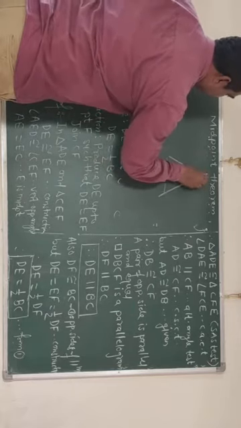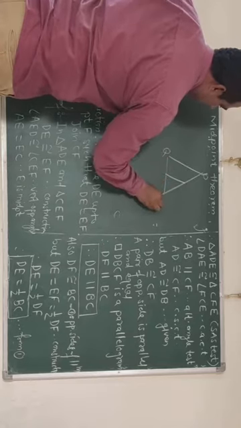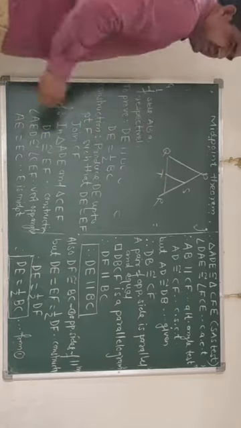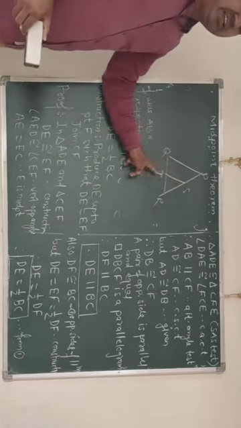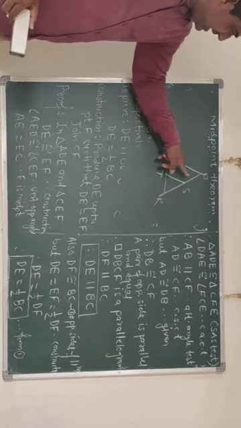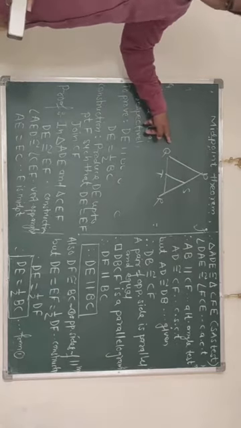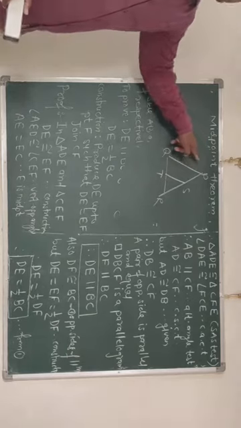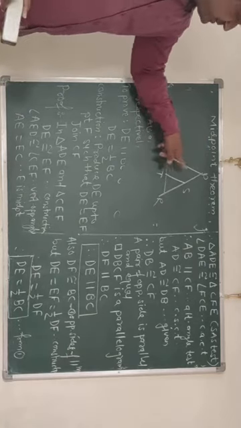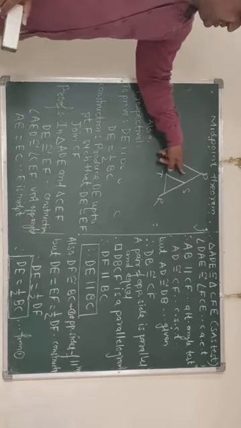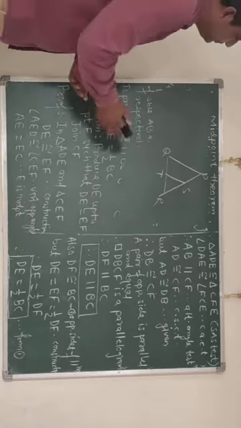If I say P, Q, R, S, T, then diagram. If S and P are the midpoints, then ST is parallel to PQ and ST is equal to half of PQ. If these are midpoints, then ST parallel PQ and ST equal to half of PQ.